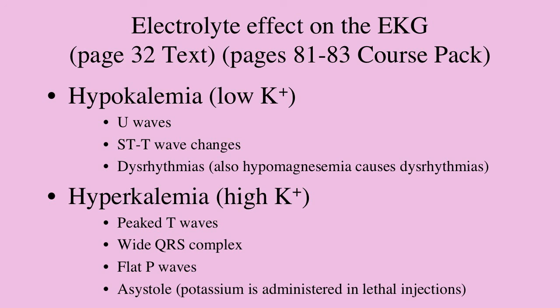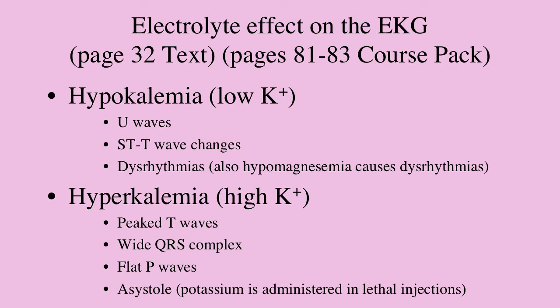This would mean flattening of the ST segment, T wave, maybe ST segment depression, maybe T wave inversion. You can also get dysrhythmias with hypokalemia, things like PVCs and other dysrhythmias. Just as an aside, hypomagnesemia also causes dysrhythmias. A lot of your patients that might be taking diuretics lose electrolytes, or if they consume a lot of coffee, caffeine or alcohol, they could lose electrolytes like potassium, and that's one of the things that would cause dysrhythmias in the heart.